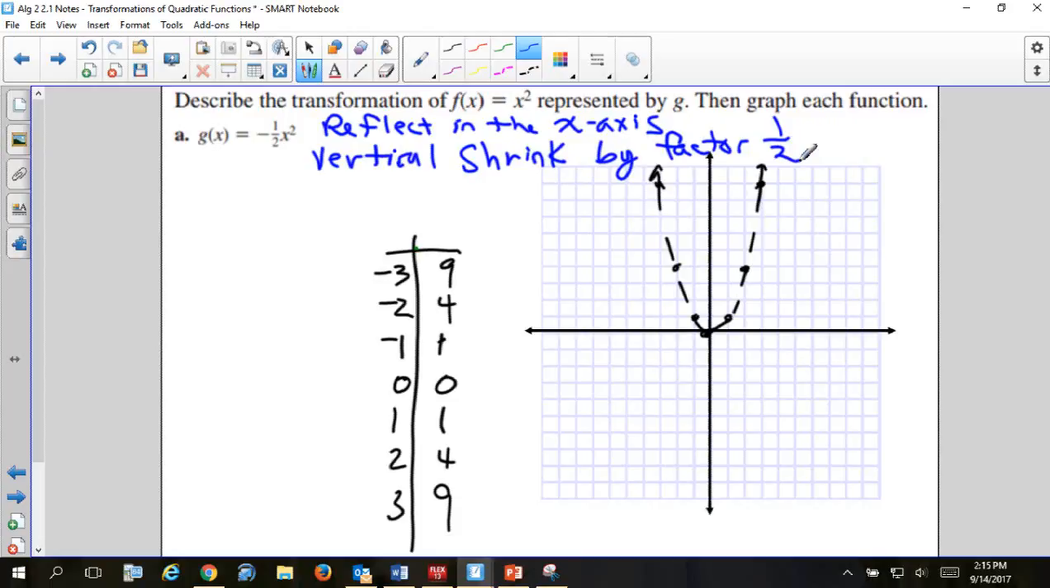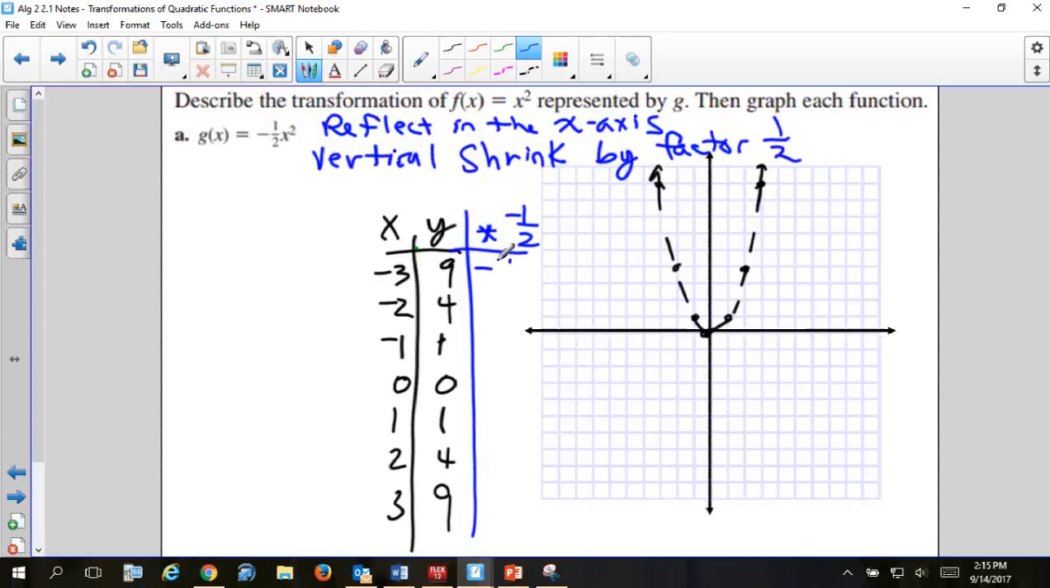So since negative 1/2 is multiplied by the x squared, because reflect in the x-axis and vertical shrink are both vertical transformations, we're going to change our y values. Both of these are vertical transformations. It's both a negative and a 1/2. We can do that in one step. Multiply by negative 1/2. You don't have to multiply by negative 1, then multiply by 1/2. You can just do it all at one time. So you're going to take all your y's and multiply by negative 1/2.